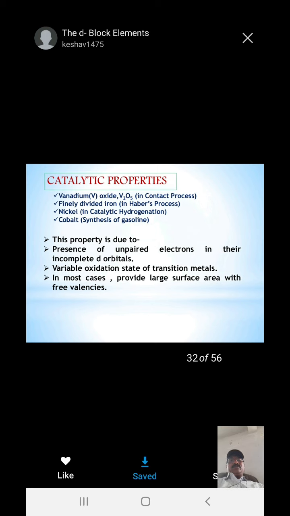After that, one more important property is catalytic property. Most of the d block elements are used as catalysts in various reactions. This property is due to the presence of unpaired electrons in their incomplete d orbitals and variable oxidation states of transition metals. In most cases, they provide a large surface area with free valencies. That's why they act as catalysts in various reactions. For example, see here, iron(III) catalyzes the reaction between iodide and persulfate ion.